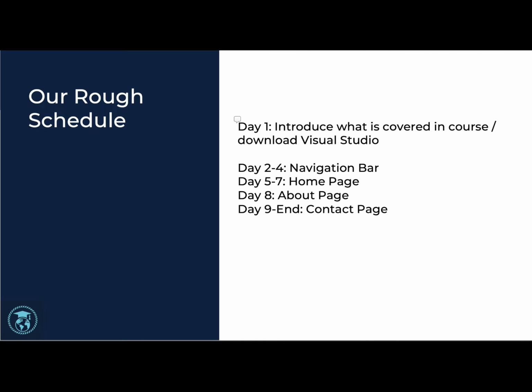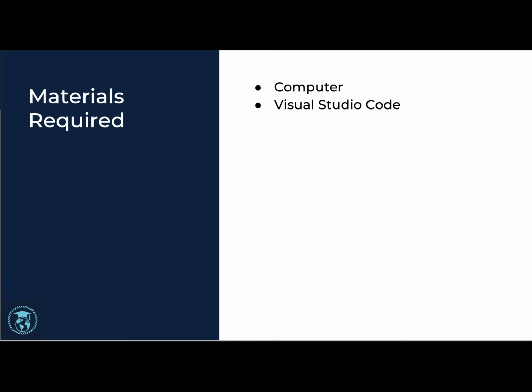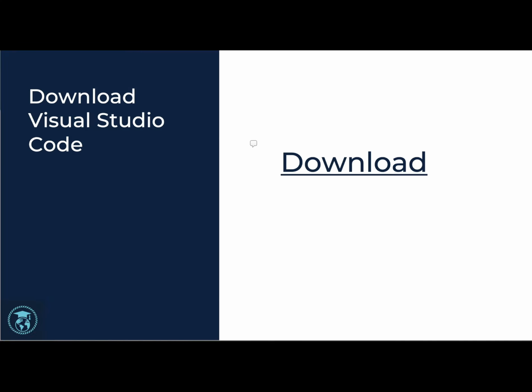You'll know what all these pages are once we actually take a look at the website we're going to be building. Alright, so here are some materials required. Computer, obviously, because we're going to be coding. And then Visual Studio Code, which we're going to go ahead and download in a second. So let's go ahead and download Visual Studio Code now. I'm going to take you through the process. It shouldn't be too hard, but if you have any questions, feel free to reach out and ask.